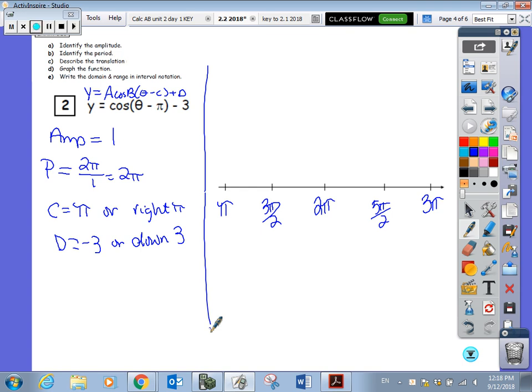Then our graph moved down 3, so our middle went down here to -3. Again, I like to put a dashed line. You don't have to. It's up to you. Our amplitude was 1, so from the middle we go up 1 to -2, down 1 to -4.